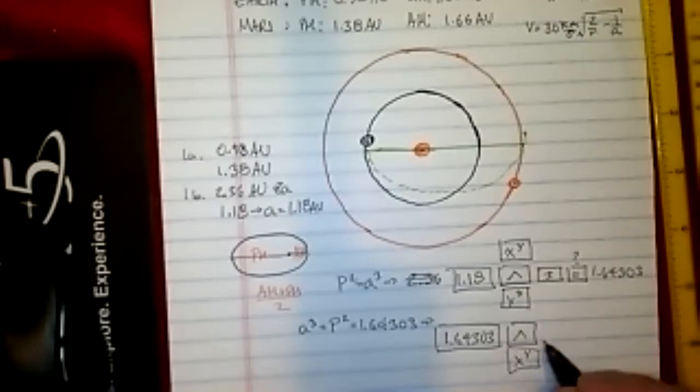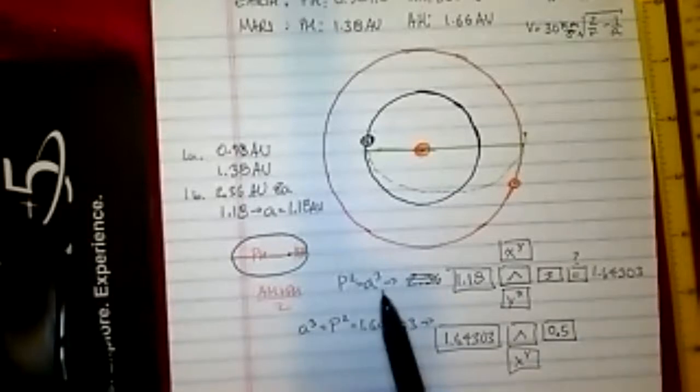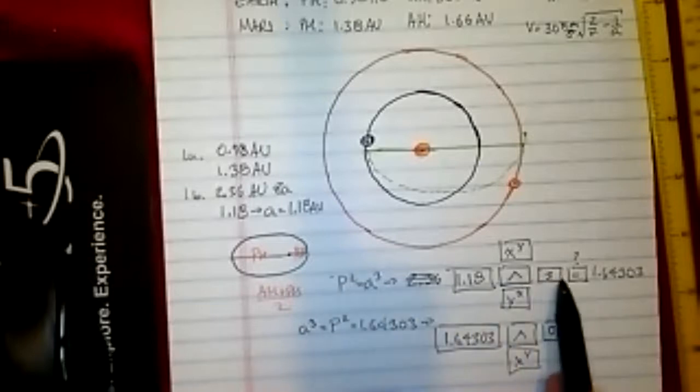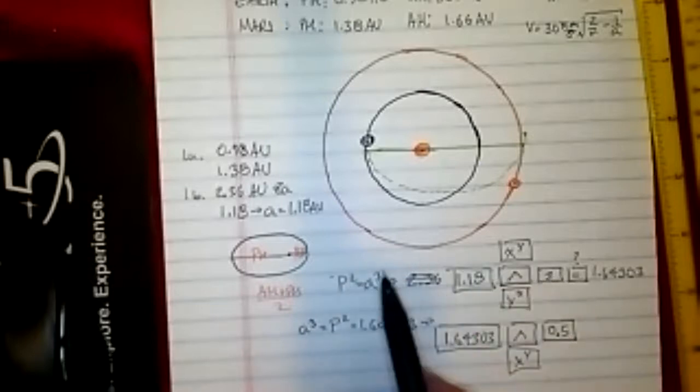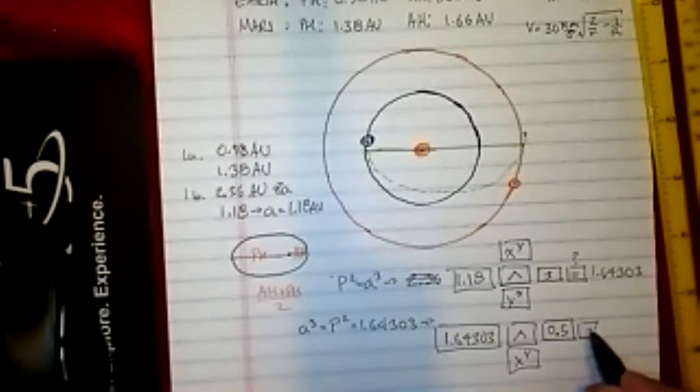Any one of these 3 buttons will do, but this time we're taking it to the 1/2 power. So that's 0.5. If we were solving Kepler's third law the other way, we would first raise the p to the 2 power, and then secondly, we would raise that answer to the 0.3333333 or 1/3 power. Again, we may or may not have to hit equals.